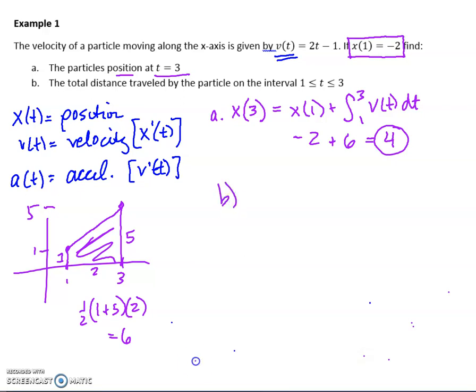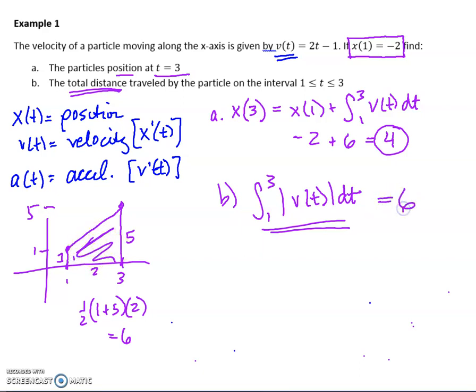Okay, for part B, we want total distance. Total distance, remember, includes positive and negative stuff. So I want the total distance from 1 to 3. So that would be written as the absolute value of the velocity. Okay, so the good news is you've actually already done all this work. So you just want the absolute value of this area. Well, the second good news is your area already is all positive. So that would just stay 6. If there was some into the negative, you would just add those two things together rather than making what's below negative.